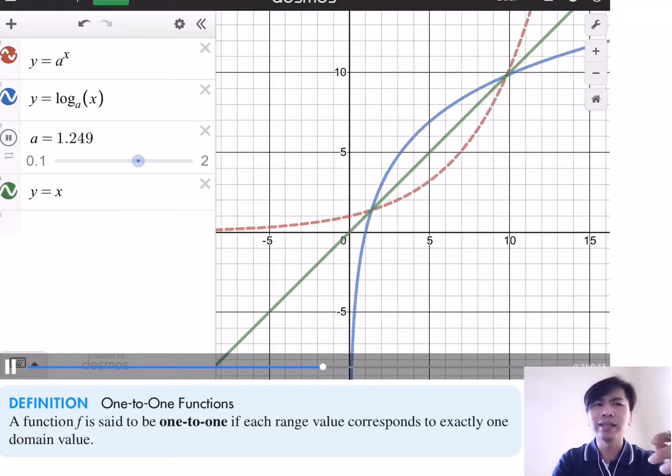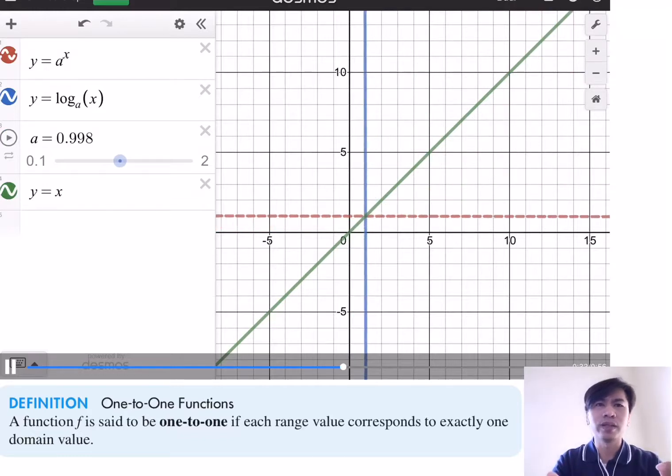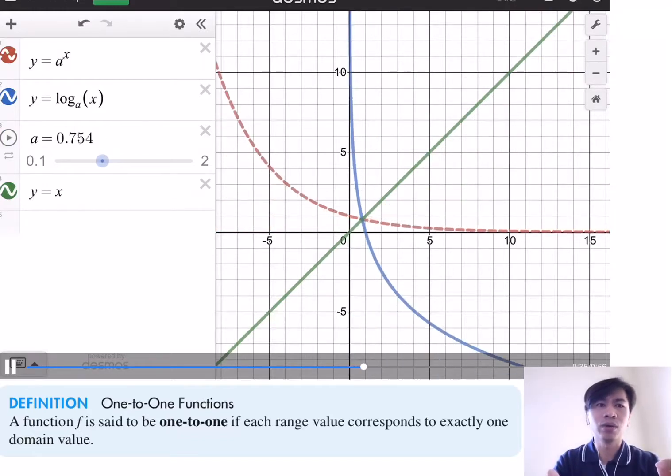And what happens if I lower the number to between 0 and 1? Okay, so I have 0.754. You see that the red dashed line decreases exponentially, and its reflection is the logarithmic form, which is the blue line.